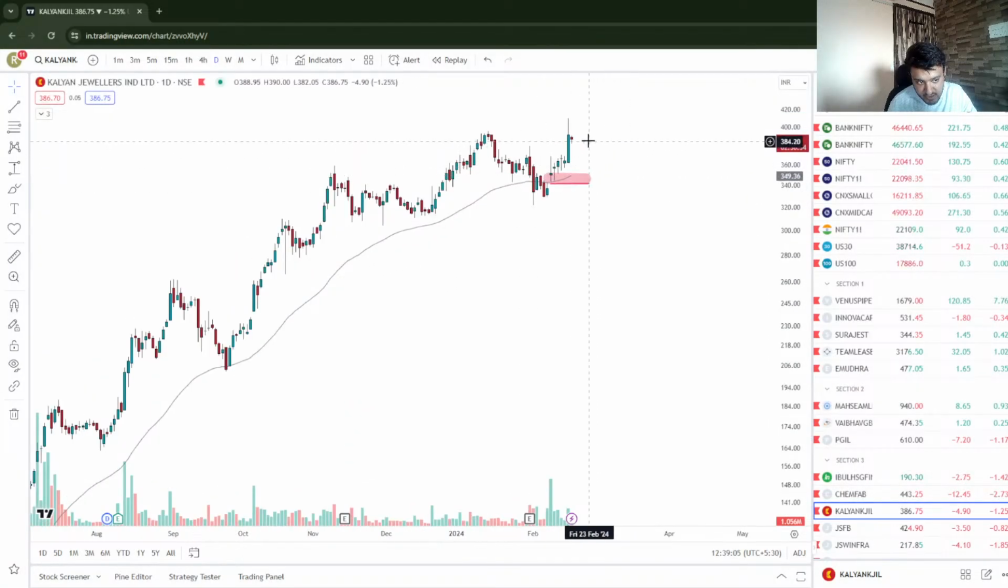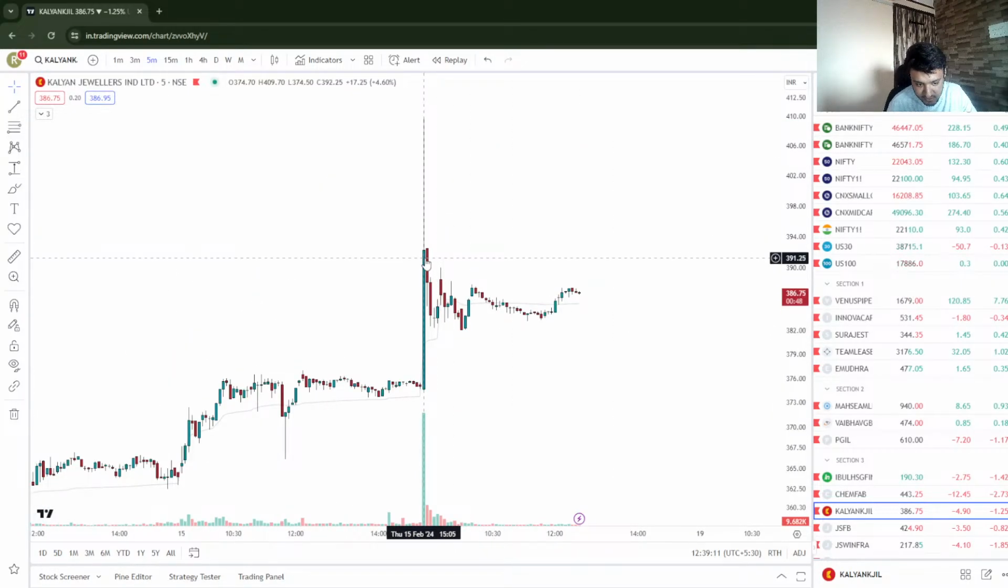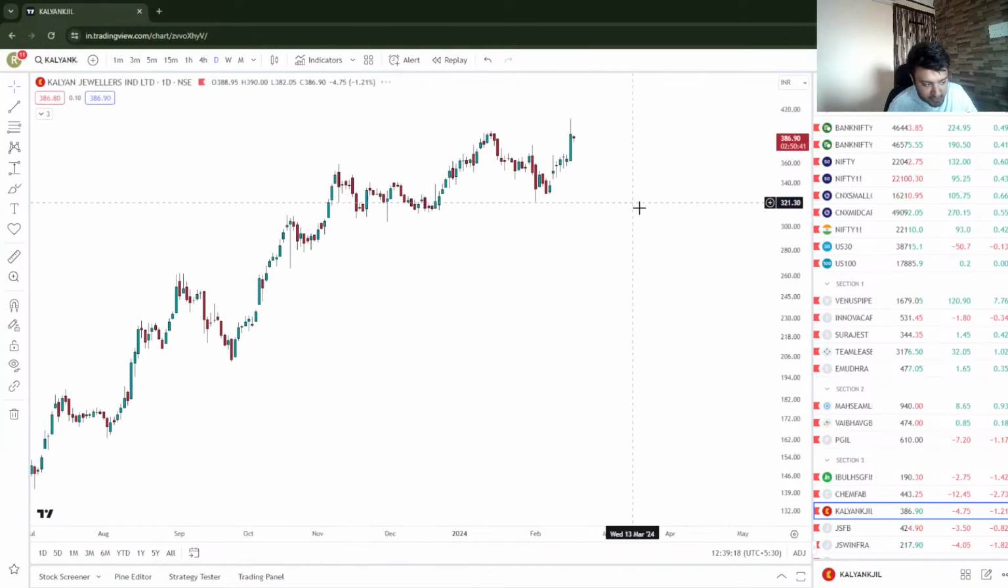Kalyan Jewelers is already up. Okay, so is it done? No, it's not done. It's just one day. Nothing is done here. This was also some sort of block deal, I think. So let it cool down. It will start going up again. It's not done.